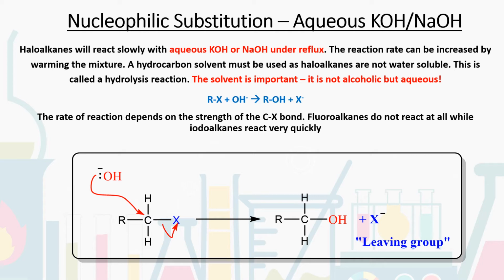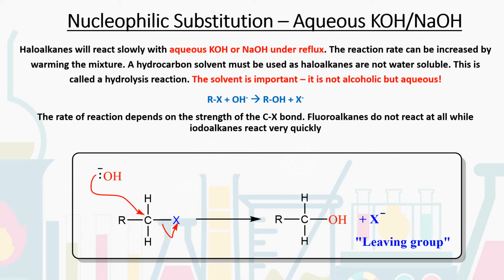We typically use a hydrocarbon solvent because, as we said, haloalkanes are not water soluble. They don't dissolve in polar stuff, but they will in non-polar solvents like hydrocarbons. This is called a hydrolysis reaction because we're using aqueous potassium hydroxide or sodium hydroxide. Key thing there being aqueous, we're in water. And the solvent's really, really important, as we'll see later. For this to work, it has to be aqueous, not alcoholic. So aqueous, not alcoholic.